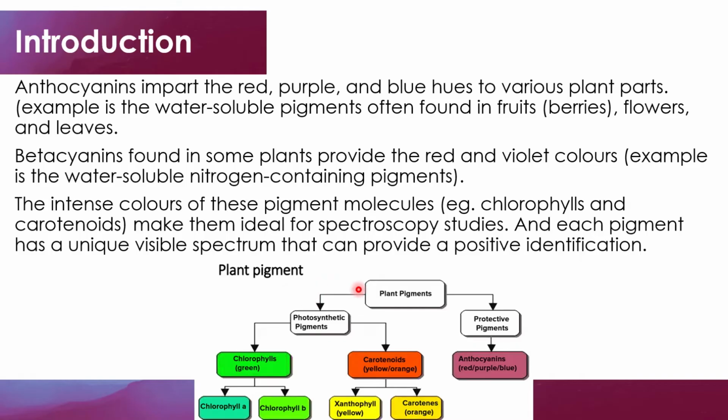As you can see from the table, this is our plant pigment. We have the photosynthetic pigments and the protective pigment. Under the photosynthetic pigments, we have the chlorophylls and the carotenoids. We have chlorophyll A and B as an example of the chlorophyll, and we also have xanthophylls, lutein, and carotenes as examples of the carotenoids. For the protective pigment, we have the anthocyanins, which are responsible for the red, purple, and blue color that are normally seen in plants.